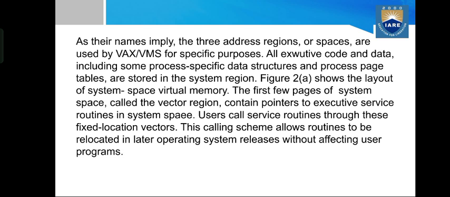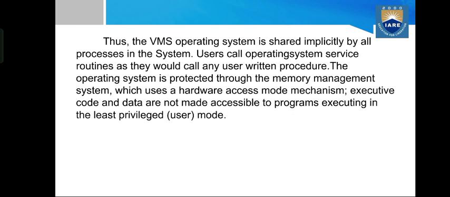The first few pages of the system space, called the vector region, contain fixed locations provided to execute service routines in the system space. Users call service routines through these fixed location vectors. This call scheme allows routines to be relocated in later operating system releases without affecting user programs. Thus, the VMS operating system is shared implicitly by all processes in the system.